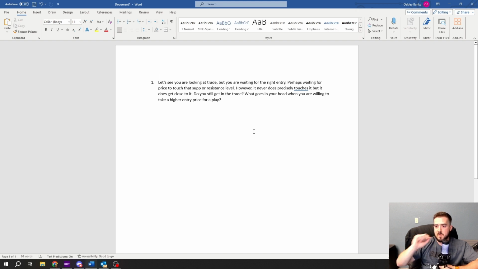Okay. So let's say you're looking at a trade, but you're waiting for the right entry, perhaps waiting for price to touch a support or resistance level. However, it does not precisely touch. But it does get close. Do you still enter the trade? What's going on in your head when you are willing to take a higher entry price for a trade?